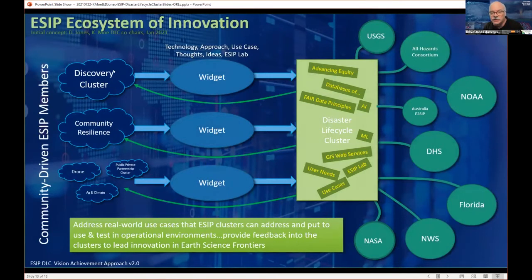You have clusters, anybody within ESIP or partners of ESIP providing input, whether it's a widget, a question, a topic, or a data service, that goes into the disaster lifecycle cluster. We can then test it with all of these users, All Hazards Consortium, NOAA, DHS, the state of Florida, the National Weather Service, NASA, and ask, is this helpful for you? We can take that feedback and provide it right back into the curator of that product. And everybody's quality goes up and the user is involved and will trust that data set once it's introduced into operations. So that's what we've been doing in the ESIP Disaster Lifecycle Cluster.